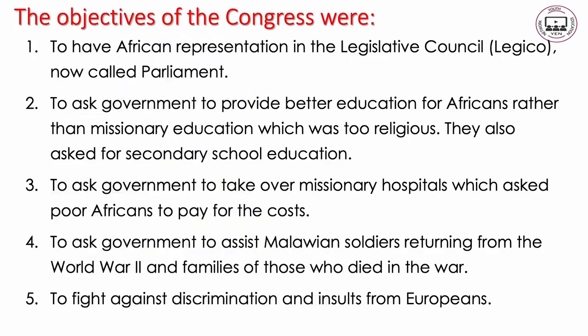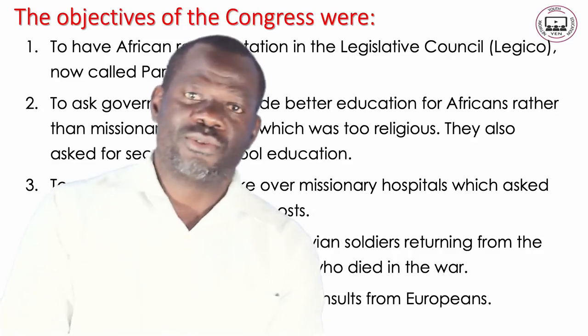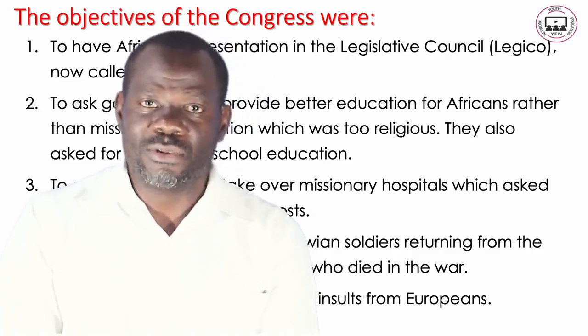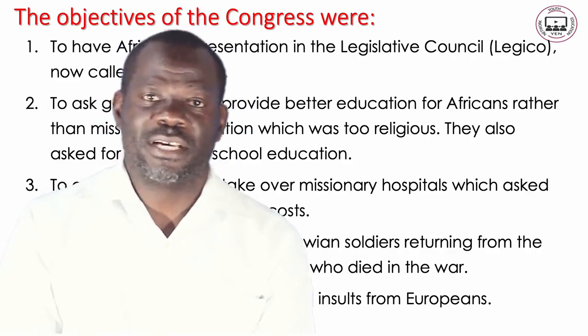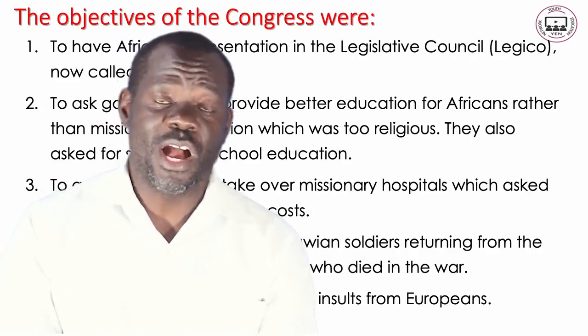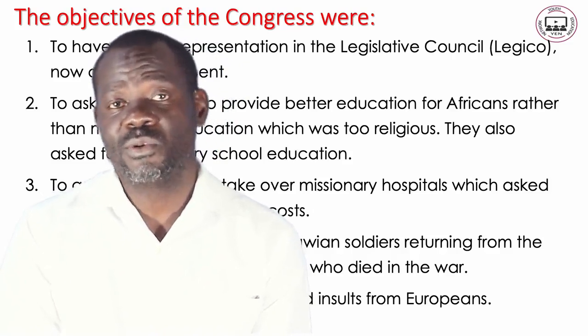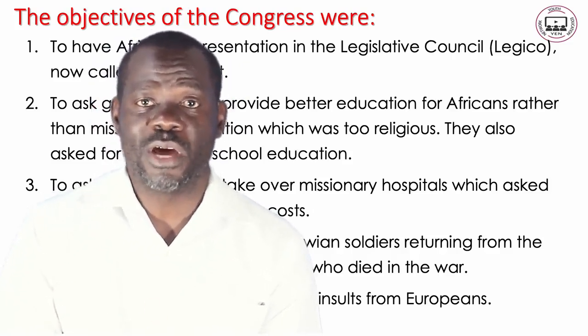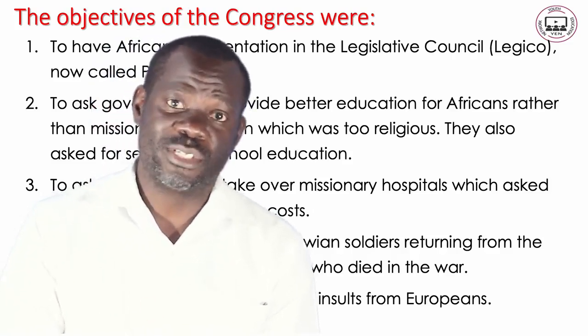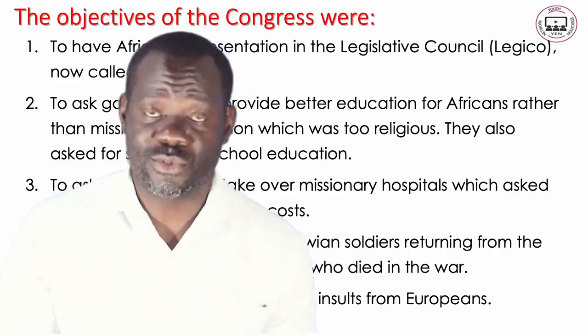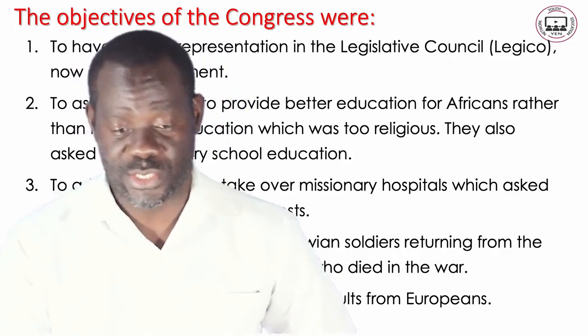Number two, to ask government to provide better education for Africans rather than missionary education, which was too religious. So they also asked for secondary school education. So the Nyasaland African Congress, led by Lev Mumba, also wanted better schools, not schools that just taught people how to read the Bible. No, they wanted even advanced schools. They wanted secondary schools as well.